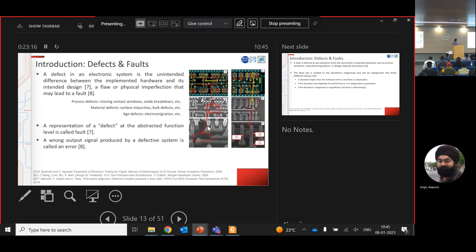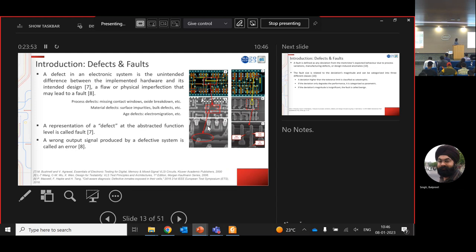So, some basic concepts, just to put you all on the same page. What is a defect? A defect in an electronic system is an unintended difference between the implemented hardware and its intended design. This is one definition, or it's a flaw or physical imperfection that may lead to a fault. Here it's possible to see some defects. Here I have an open, for example, where I don't have the material, and here I have an extra deposition of the material. So this could be a resistive bridge defect or something like that.